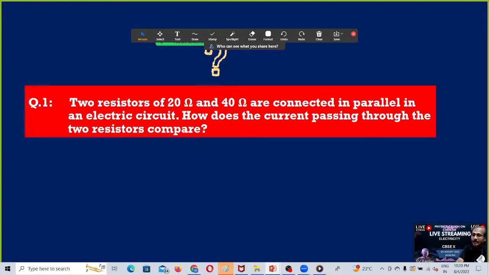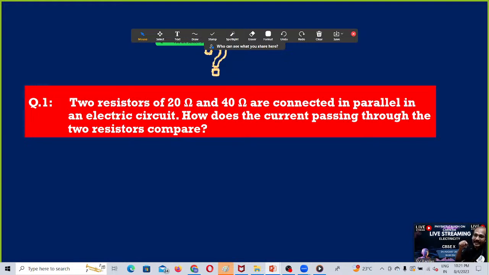Two resistors of 20 ohms and 40 ohms are connected in parallel in an electric circuit. While reading this question, children's mind will go through calculating the total resultant resistance in parallel. Don't do that. They are asking how the current passing through the two resistors compares. They didn't ask for any total resultant resistance. Most of the time I noticed children directly calculating the total resultant resistance in parallel. Don't do that at all. Read the question completely.